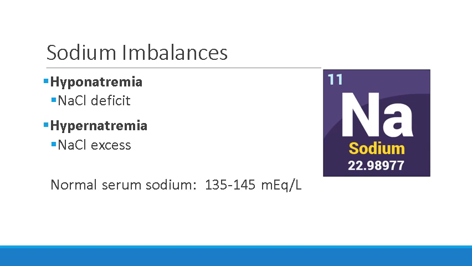Sodium imbalances. Hyponatremia would be a deficit of sodium, so less than 135 as far as blood values. Hypernatremia is going to be sodium excess. So serum sodium levels usually are about 135 to 145, just depending on the reference that you use.